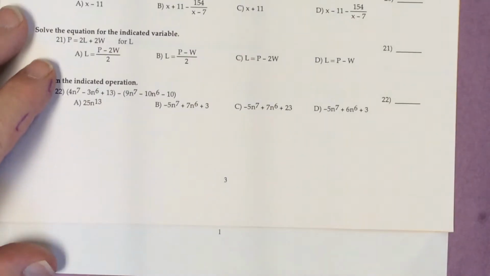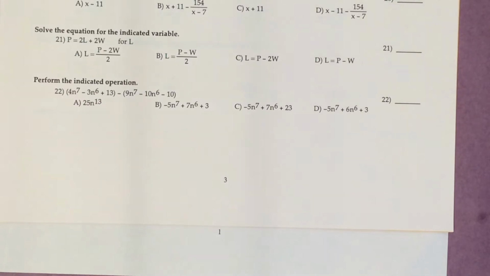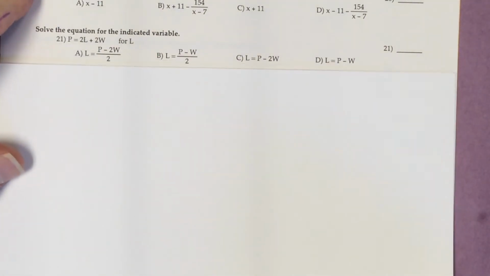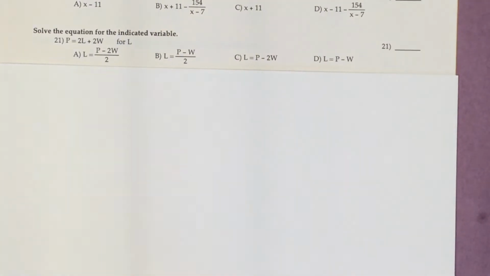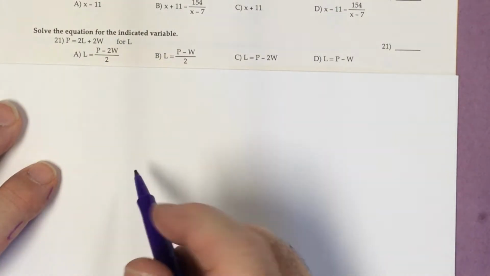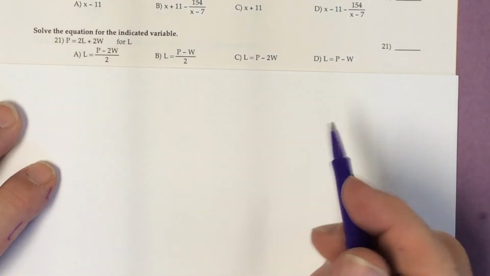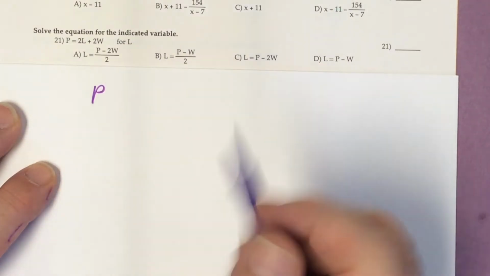Let's go ahead and take a look at question 21 now. It says, solve the equation for the indicated variable. Now, there will be one of these kind of questions on the test, but it's not going to look like this. It's going to be something different. So you need to be comfortable with this process. So P equals 2L plus 2W. Let's go ahead and write that down. And we're asked to solve it for L.